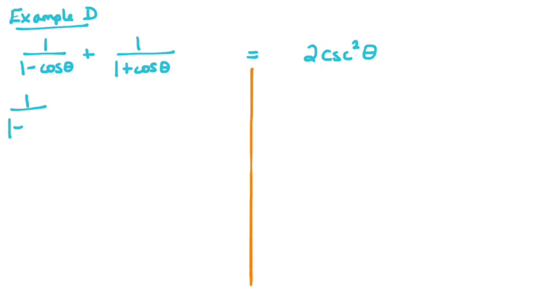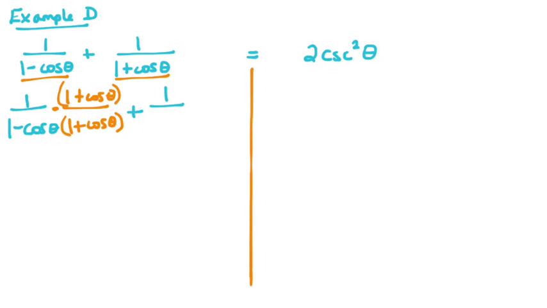this first fraction, 1 over 1 minus cosine theta, I need to multiply that times 1 plus cosine theta over 1 plus cosine theta. Because my common denominator is going to be 1 minus cosine theta times 1 plus cosine theta. And then my next fraction, which is already 1 over 1 plus cosine theta, I need to multiply times 1 minus cosine theta in the numerator and the denominator.